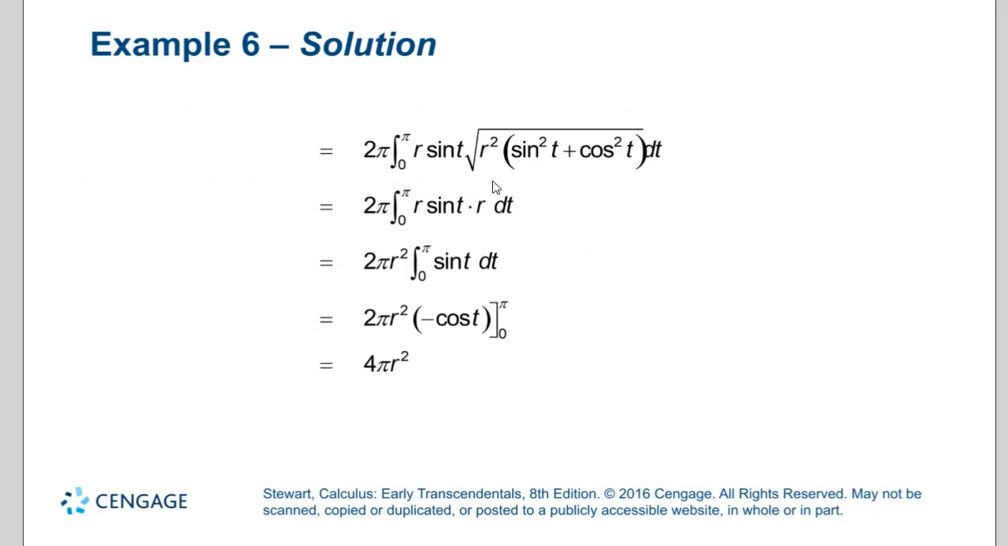Now the square root of r squared sine squared t plus r squared cosine squared t simplifies to r. So I have the 2 r's that I'm going to pull outside, giving the 2 pi r squared out front. And then it's just sine of t. The integral of sine of t is negative cosine of t, and I'm doing that from 0 to pi. When I plug in 0 and pi, I get 2, which I multiply by the 2 pi r squared, giving me 4 pi r squared. That verifies that the surface area of a sphere is 4 pi r squared, which we know from our geometry class.